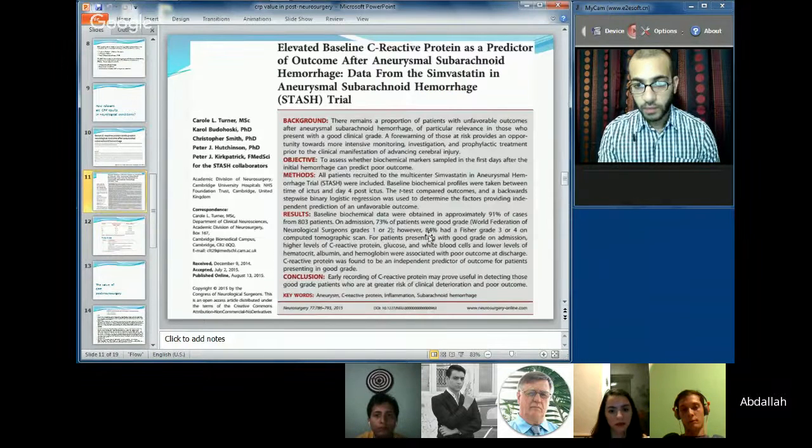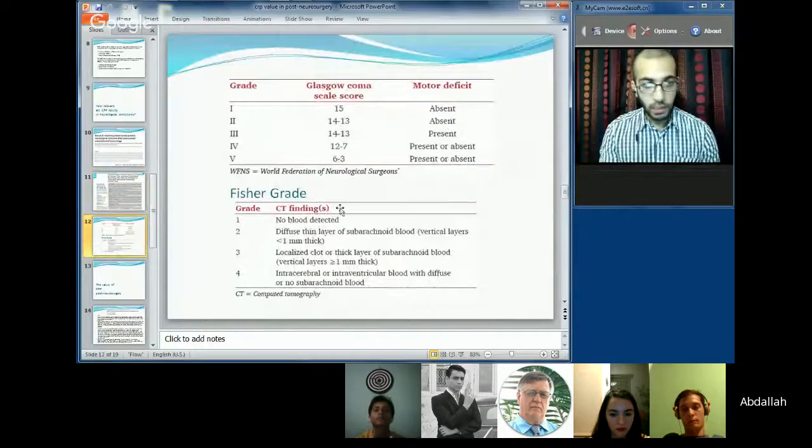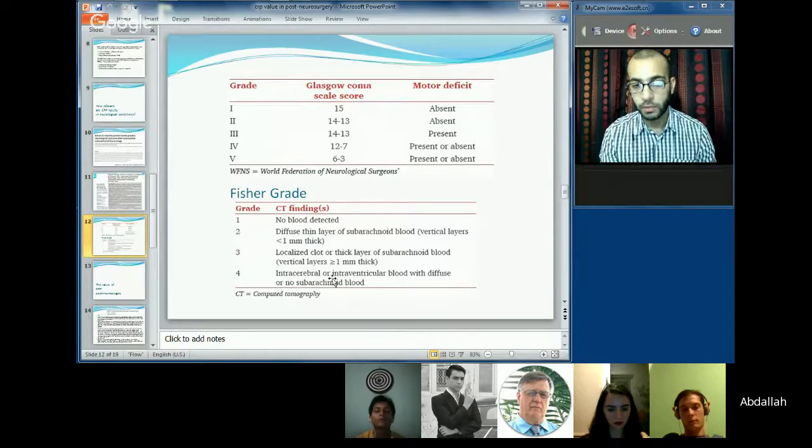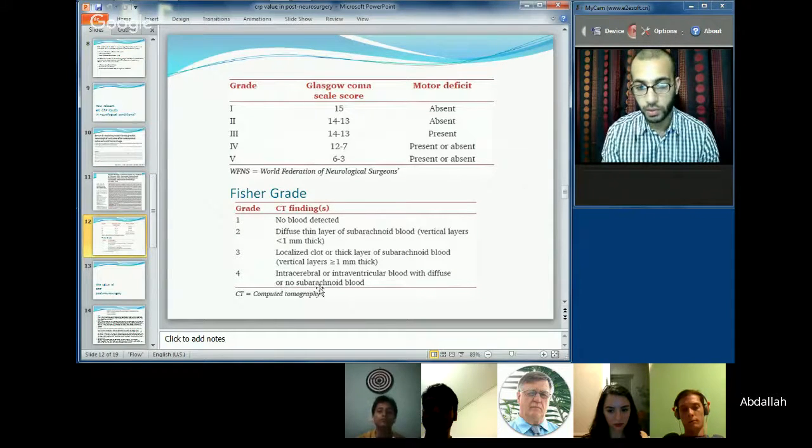But 84% of the patients had a Fisher grade of 3 or 4 on the CT scans. If we look at the Fisher grade here, 3 or 4 means that there is a localized clot or a thick layer of subarachnoid blood, or intracerebral or intraventricular blood with diffuse or no subarachnoid blood. So those are the worst cases throughout the grading system in the Fisher grade.